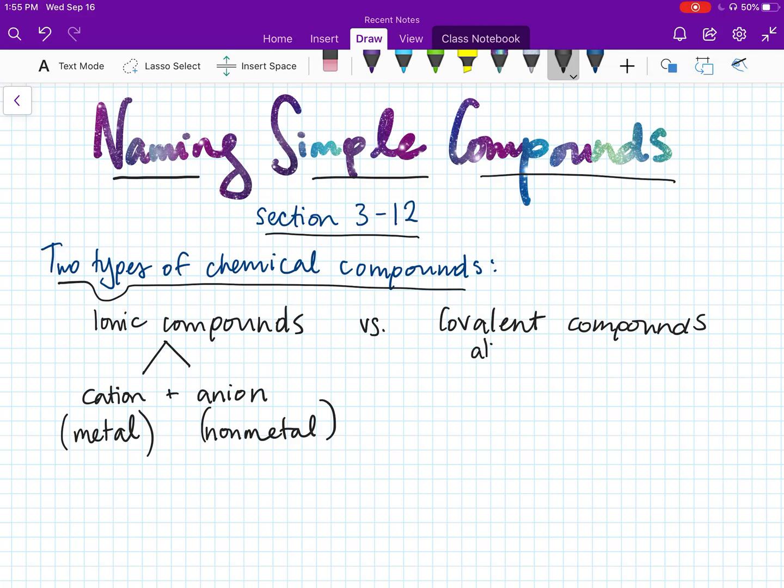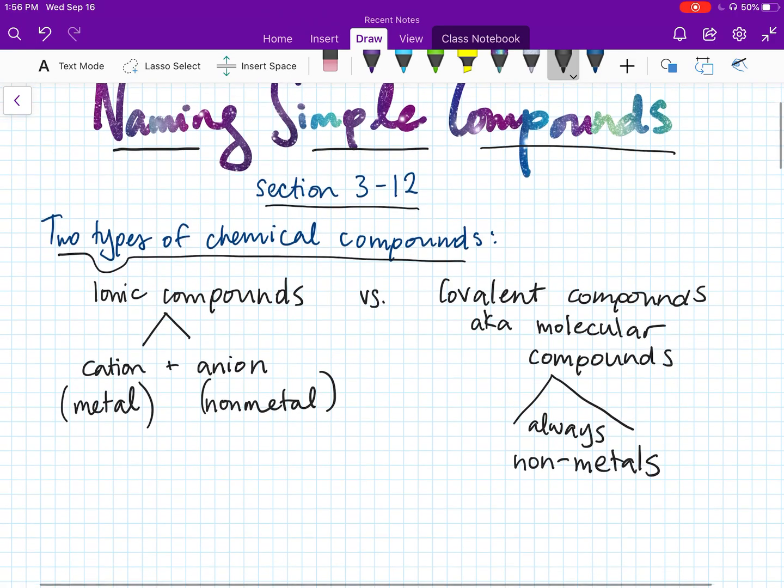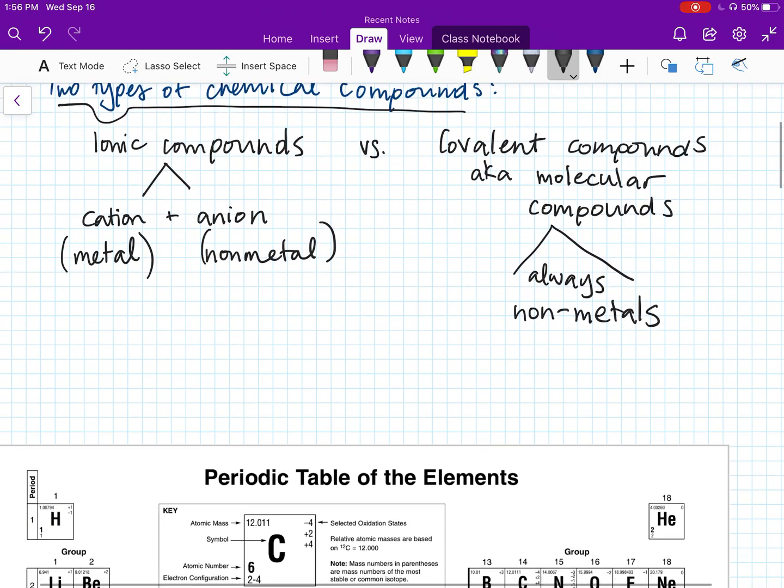Covalent compounds, which are also known as molecules or molecular compounds, this is synonymous, have atoms that are bonded together through covalent bonds that share electrons. And these always involve bonds between nonmetal atoms. So if you see a compound that only contains nonmetals, that's giving you the clue that it's a covalent compound, also known as a molecule. So I want to start off today by talking about naming simple compounds.